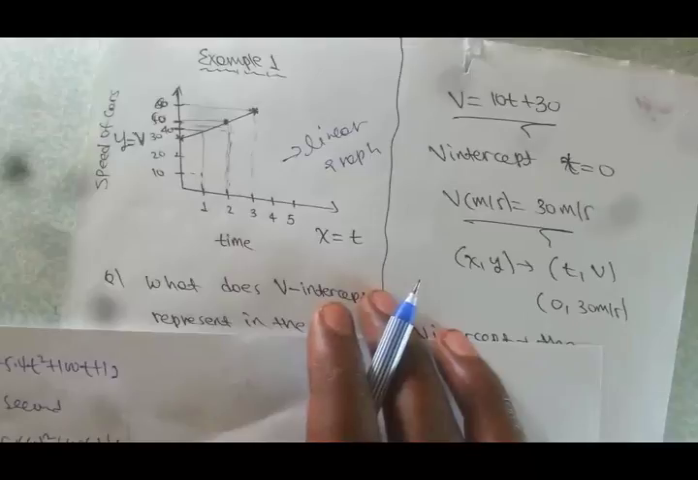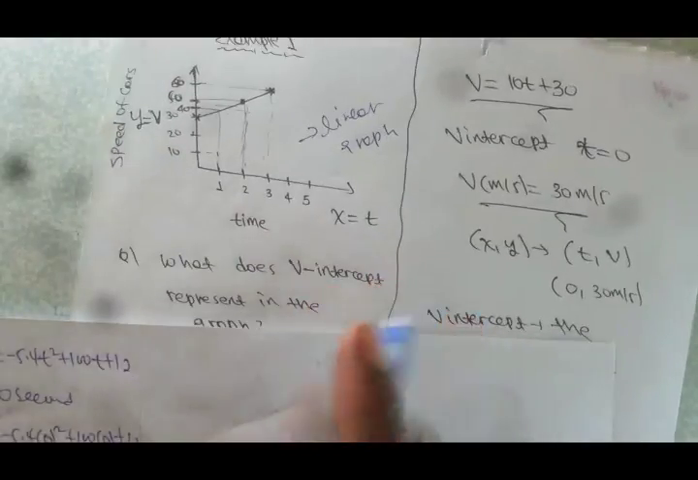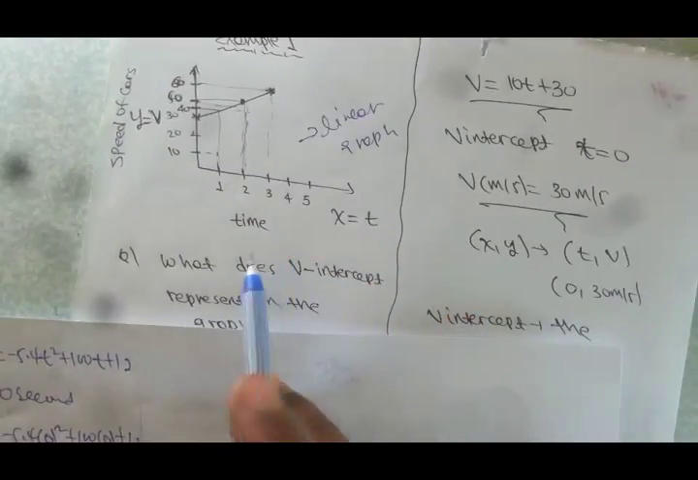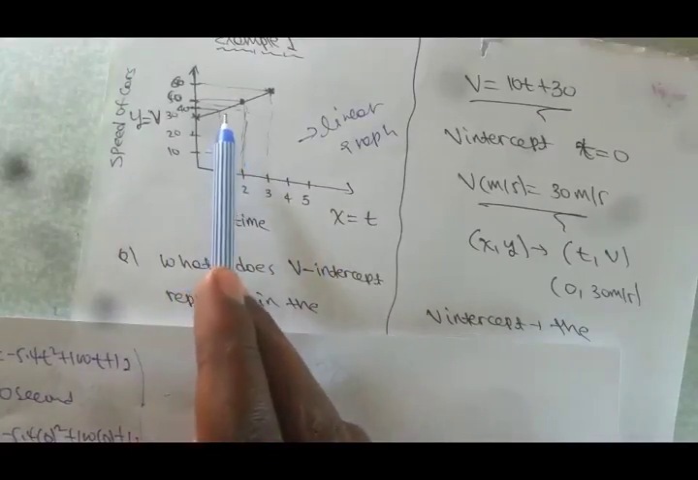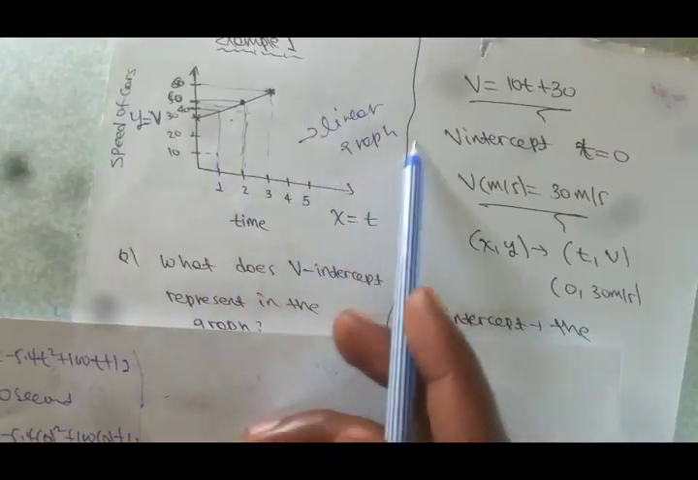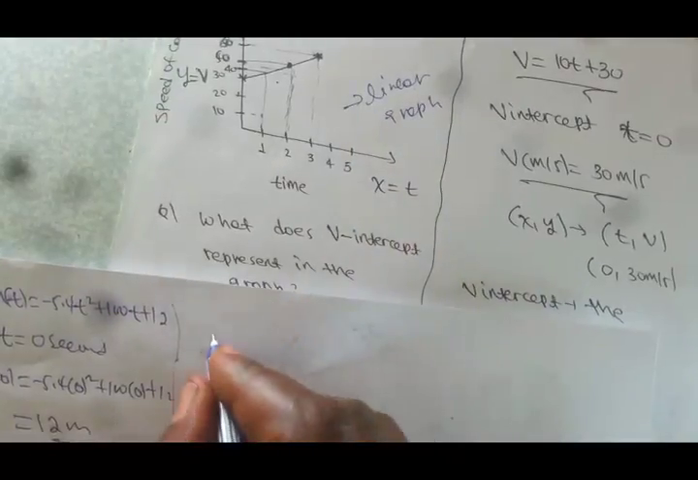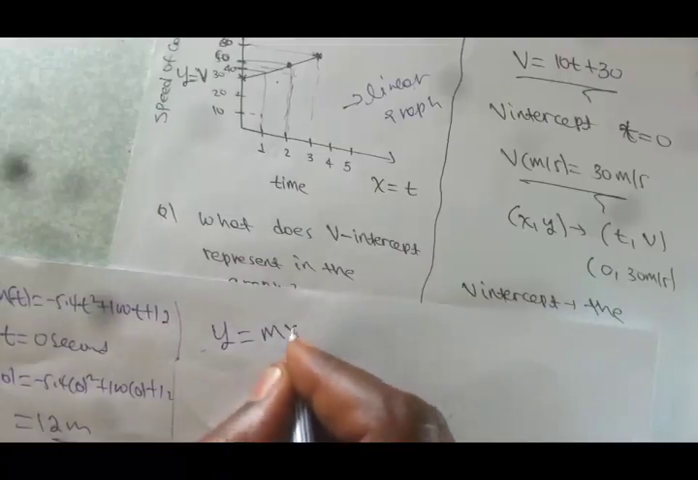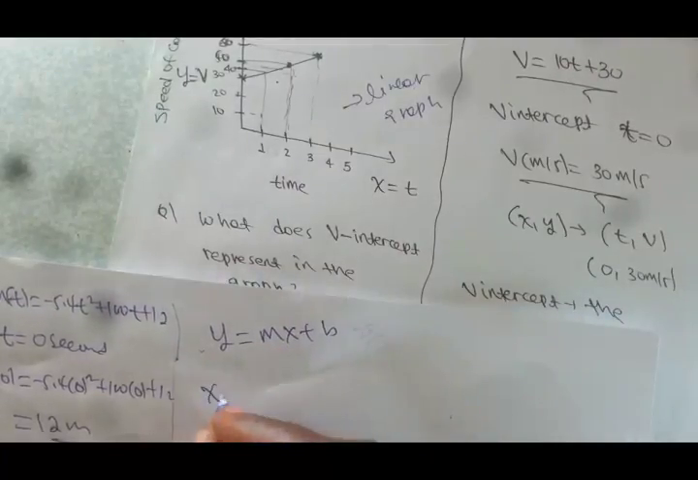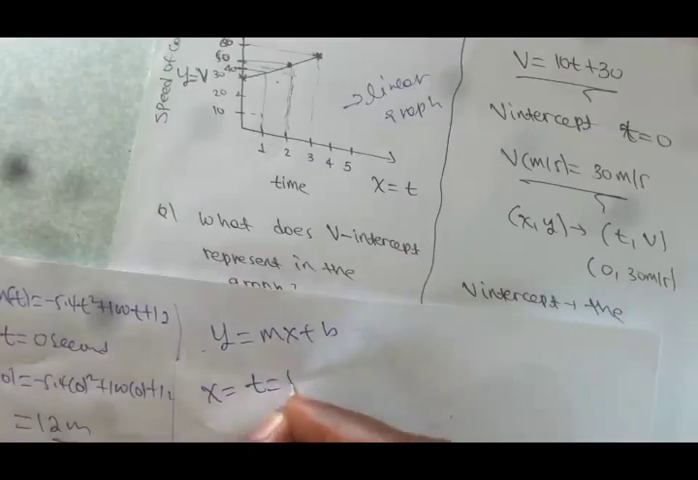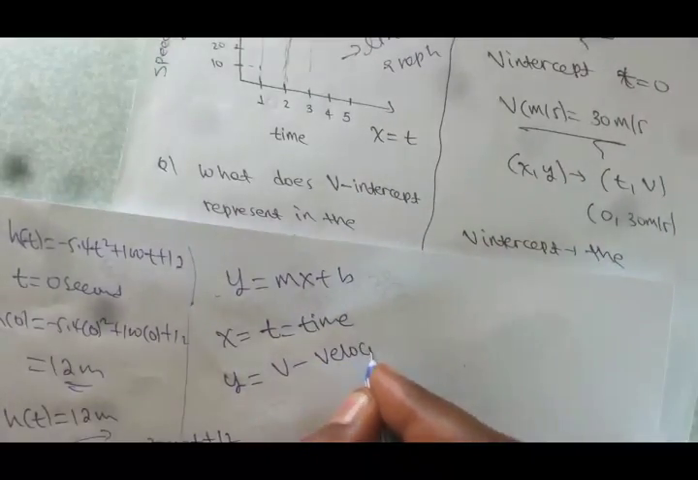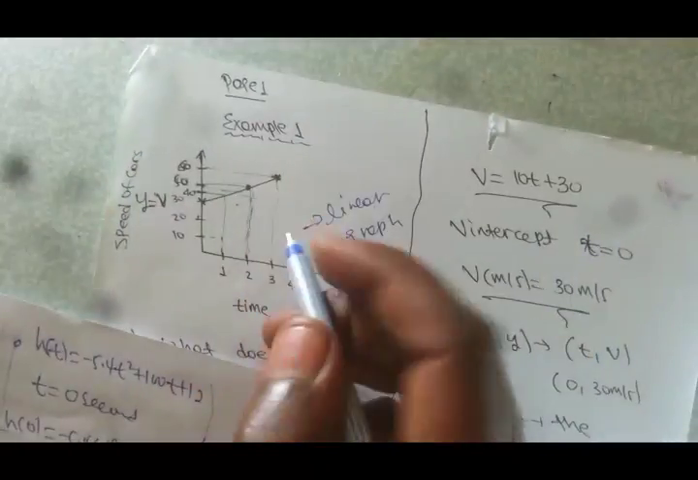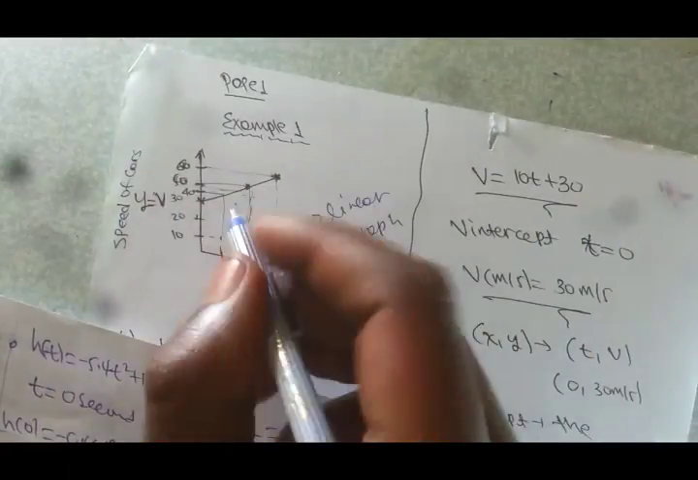Sometimes you may be given a graph and you are asked to determine what is the v-intercept, what is the x-intercept, what is the y-intercept. So the first thing you have to consider is whether this graph is a linear graph. It is already given that the graph is linear. A linear graph has the form y equals mx plus b. What does x represent? X represents t, which is time. What does y represent? Y represents v, or velocity.